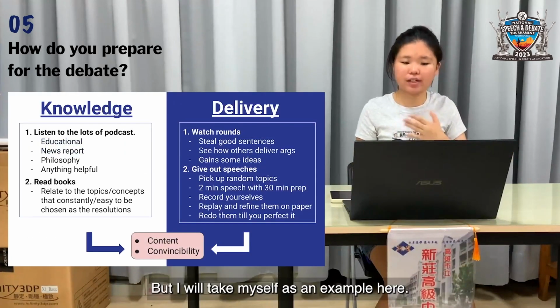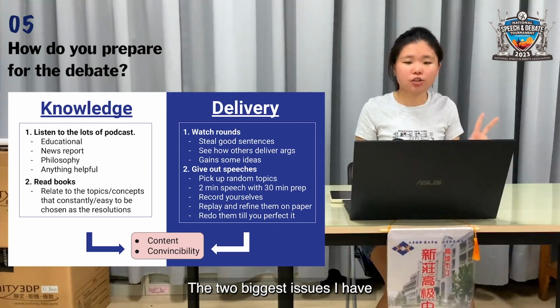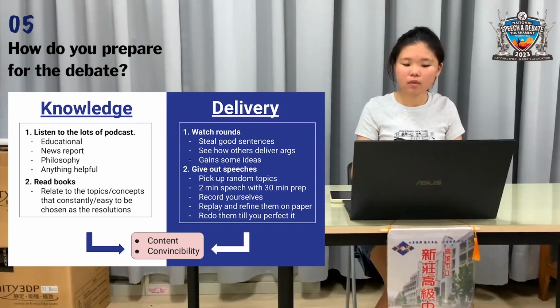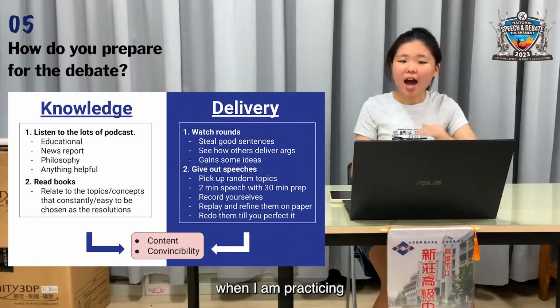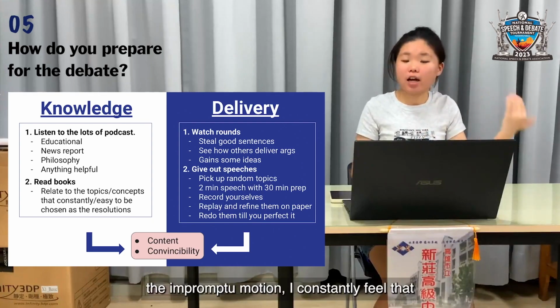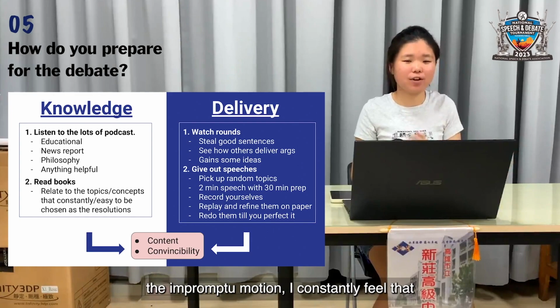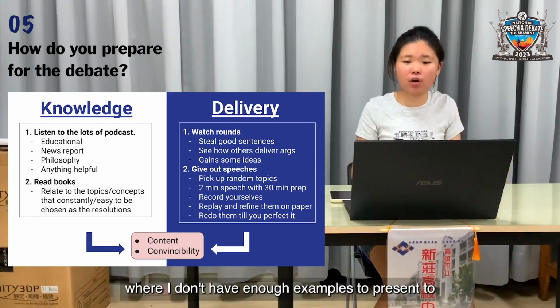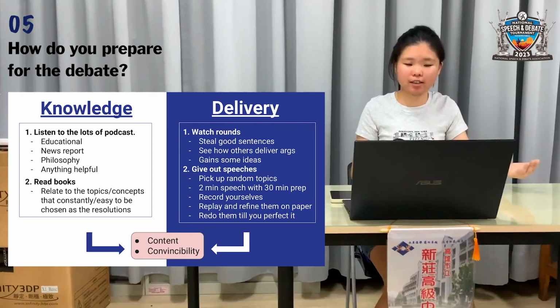But I would take myself as an example here. The two biggest issues I have are knowledge and delivery. About knowledge, when I am practicing impromptu motions, I constantly feel that I don't have enough knowledge for the resolution, or I don't have enough examples to present to the judges or audience.